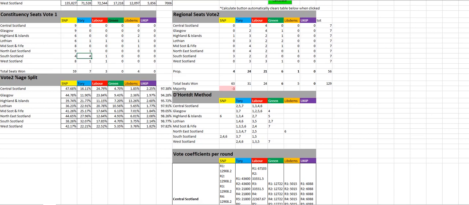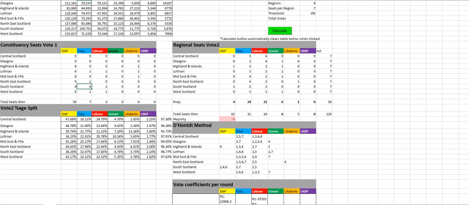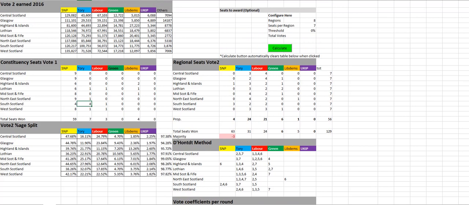Now, there's a bit of a discussion going around about what would have happened, say, in 2016, if 50% of the SNP voters, of the number of votes that were voted for vote 2, had voted for Greens? Okay, well, let me show you what could have happened.